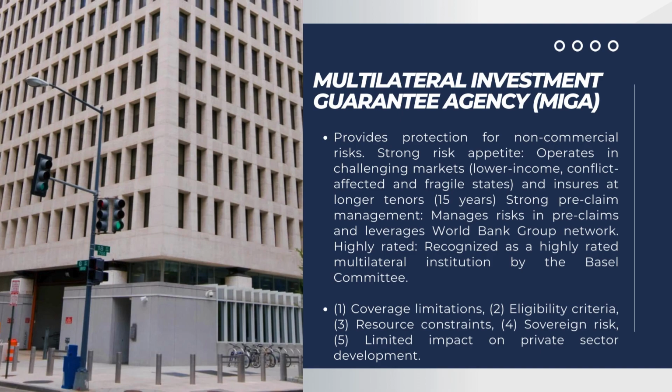Resource constraints. MIGA's ability to provide guarantee and insurance is limited by its available resources, which are contributed by the member countries. As a result, it may not be able to support all projects that meet its criteria. Sovereign risk. MIGA primarily operates in developing countries where political and economic risk can be high. As such, there is always a risk of default by the host government, which could impact MIGA's ability to fulfill its obligation. Limited impact on private sector development. While MIGA plays a role in facilitating foreign direct investment in developing countries, its impact on private sector development may be limited by factors such as market conditions, government policies, and broader economic trends.